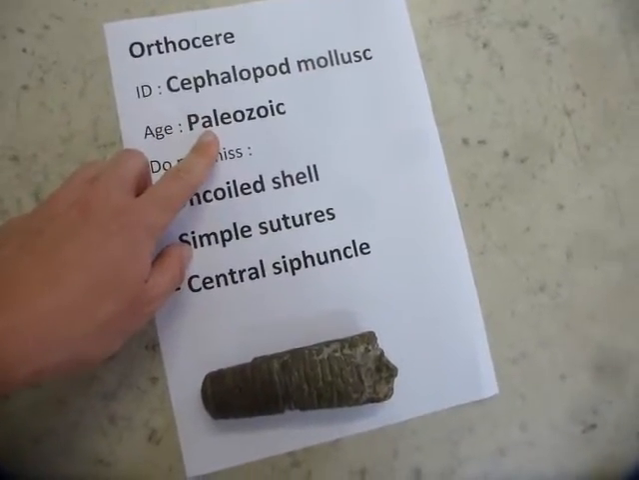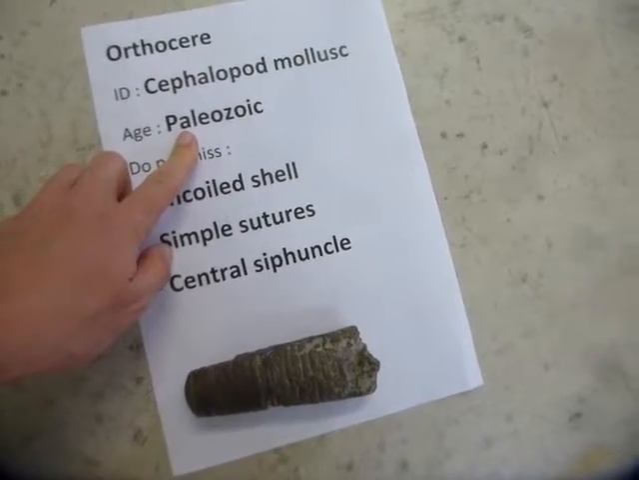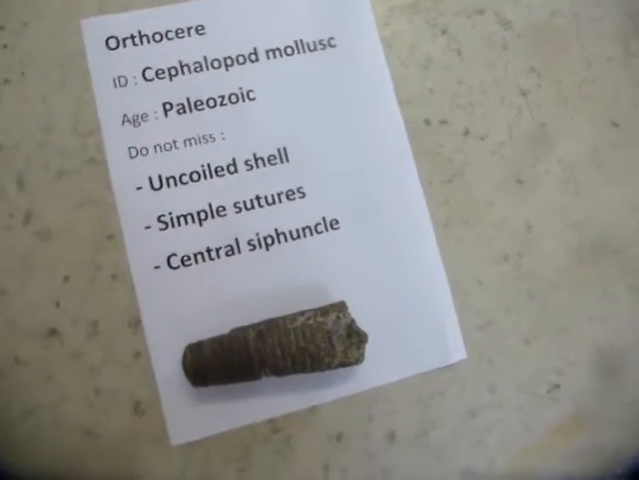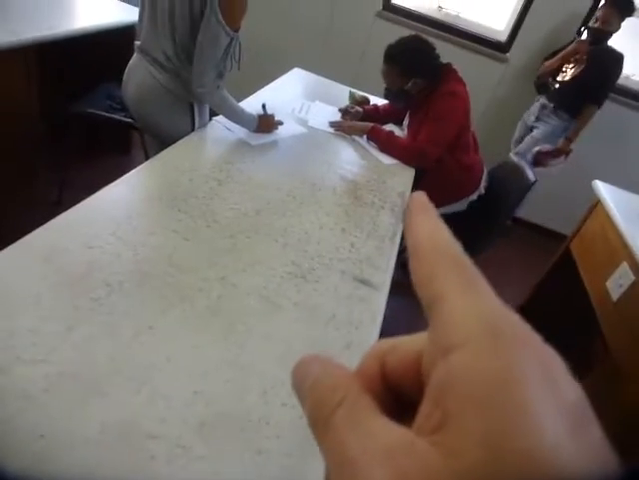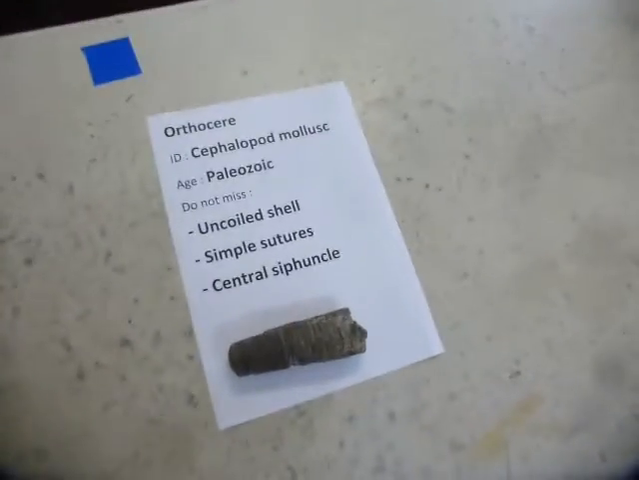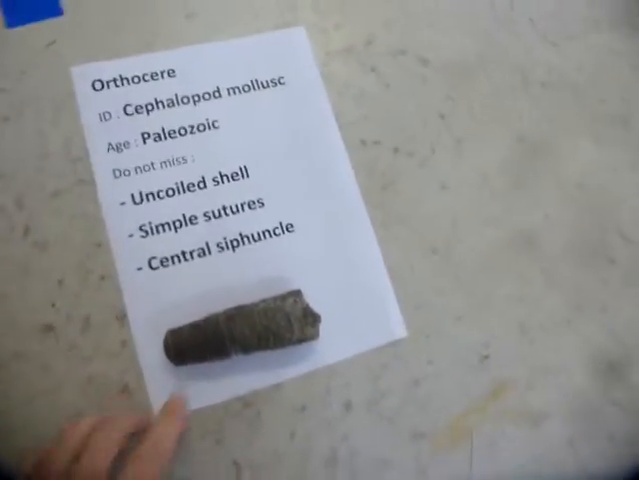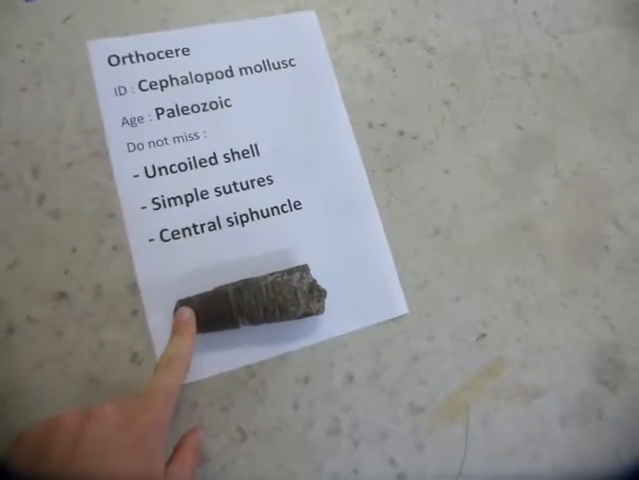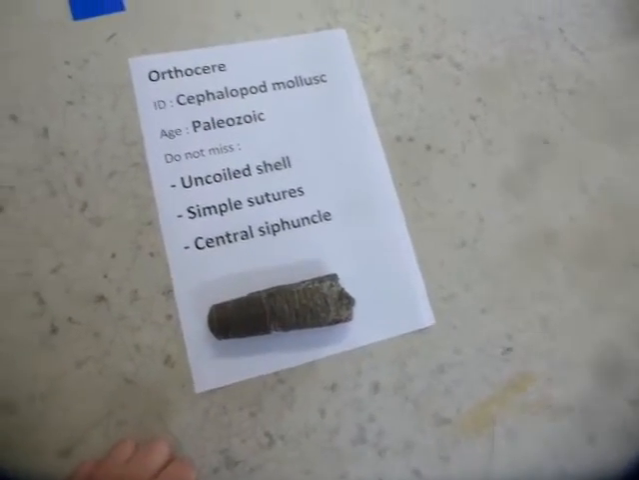Orthoceres are found in the Paleozoic, so just like trilobites, they are from the same era. The nautiloid over there is found from the Mesozoic until today. So if you find an uncoiled orthocere, you're in the Paleozoic. If you find a coiled nautiloid, you are in the Triassic, Jurassic, Cretaceous, or more modern times.